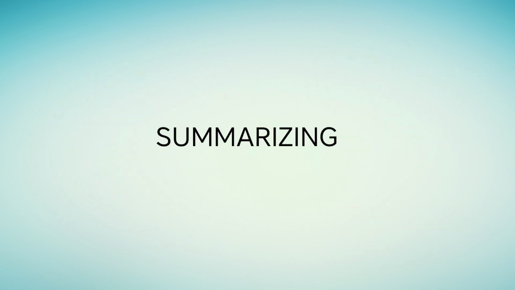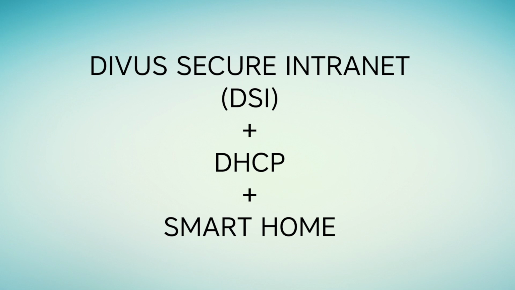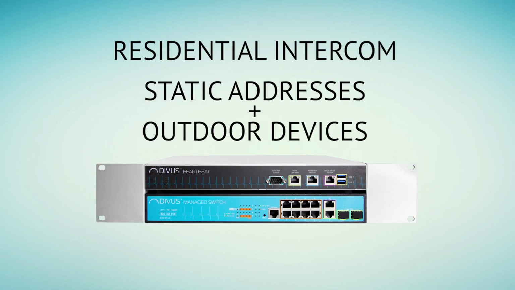Let me conclude by briefly summarizing. We recommend to set all your smart home devices to use DHCP if possible and connect them to the Divus secure network. That network should be set to auto configuration correspondingly. For the residential intercom, use static addresses for the devices and keep the default settings for the network, which is set to the 192.168.69 network with the heartbeat itself on address 1.